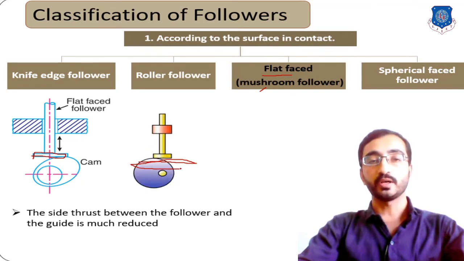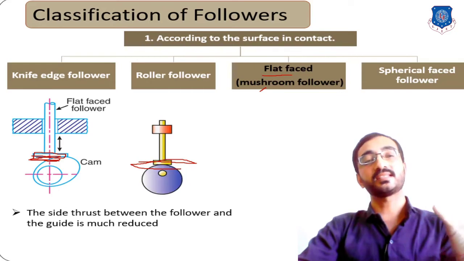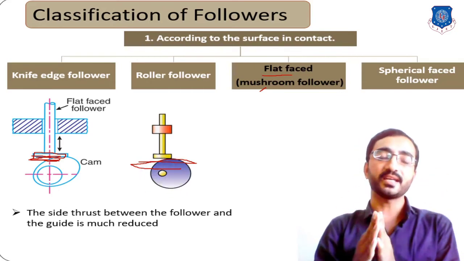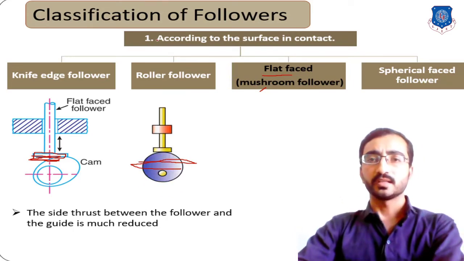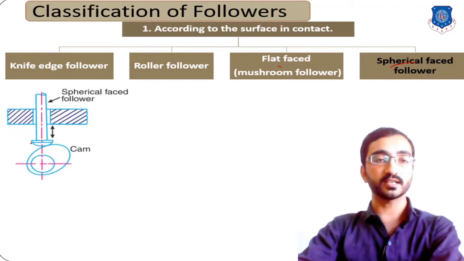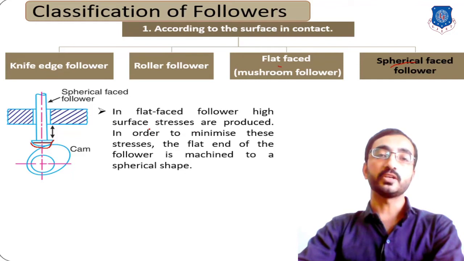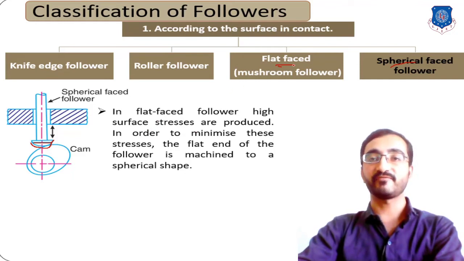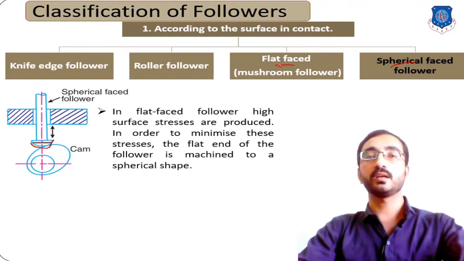If you observe over here, due to this large surface length, the side thrust will be eliminated, or we can say that it can be reduced to a certain level compared to your roller and knife edge follower. Now the fourth and last one, that is spherical shape. Compared to flat face, if you change the surface to a spherical shape, then it is termed a spherical face follower. In spherical face follower we can reduce the stresses which are produced in flat face follower. All other fundamentals remain the same as we learned in flat face follower.